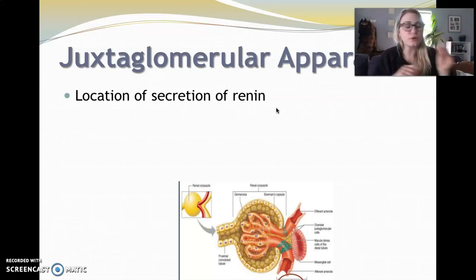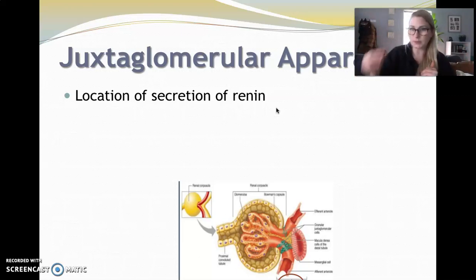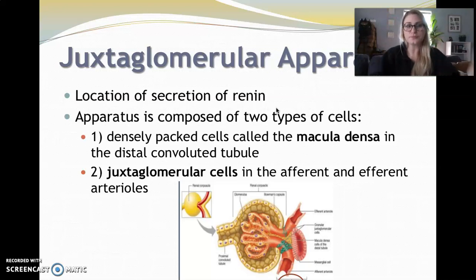So whenever we're looking at urine collection, automatically assume that we are filtering blood. Blood has a ton of water in it. So if you have too much water or too little water, your body is going to release hormones in order to regulate those concentrations. So this apparatus has two types of cells.